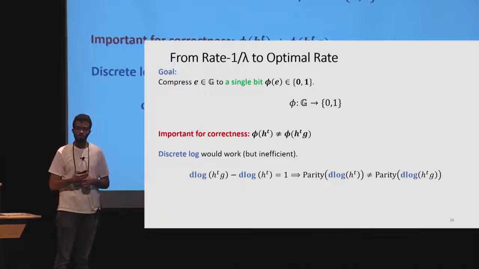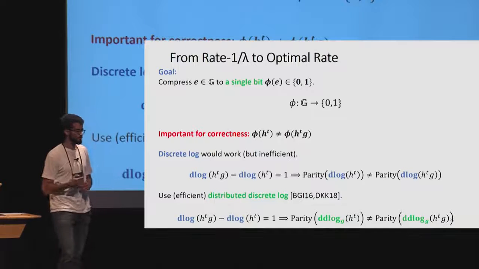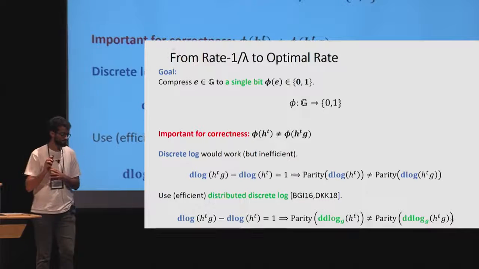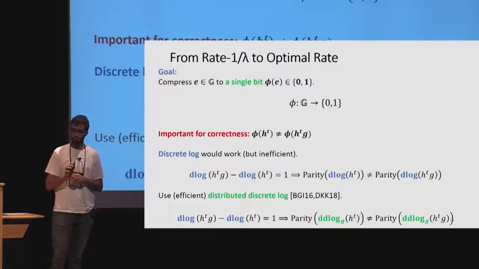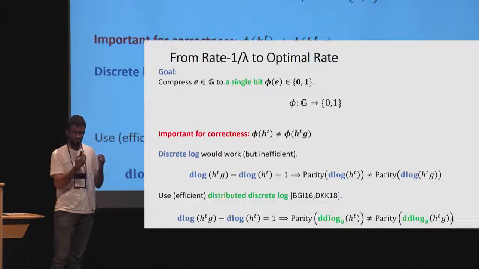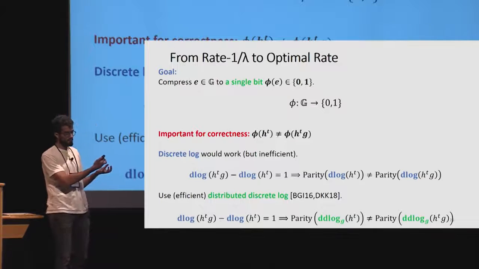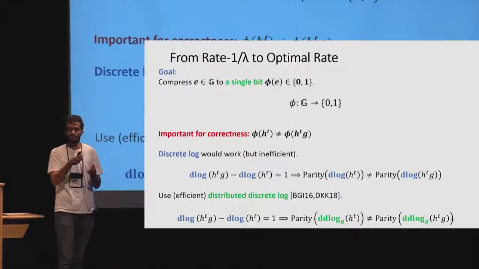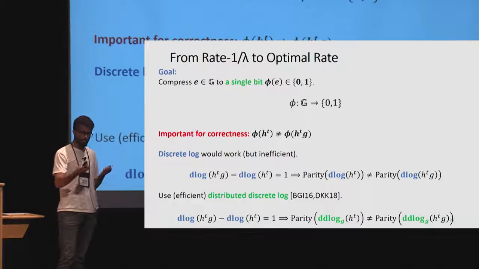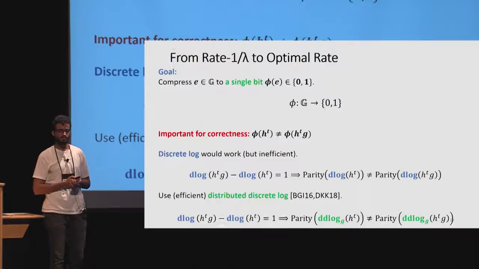However, if we could actually compute discrete log, we could also break the security of the scheme. So this is inefficient, obviously. So the alternative is to use a very useful tool called distributed discrete log, which was first introduced by BGI in a totally different context. And distributed discrete log is actually an efficient algorithm, but it still satisfies the property we need. So what we essentially need is that if two group elements have discrete logs that differ by one, then their encodings are going to be different. So the encoding that we're going to use is just the parity of the distributed discrete log of our group element. And distributed discrete log, again, satisfies this property and will give us this inequality which we need for correctness.